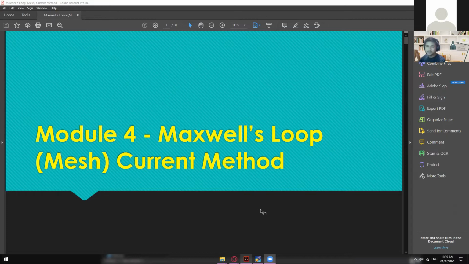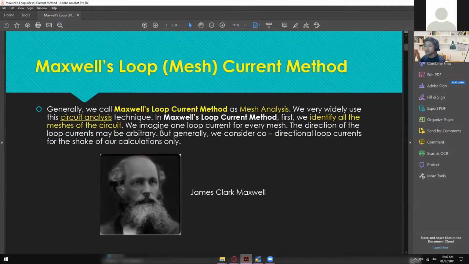Okay. All right, so let us start now with module 4. So I hope you guys have already started writing this one, these Maxwell loops, or sometimes called the mesh current method. But mostly, 70%, we use the mesh current method instead of the Maxwell loop method. All right, so to start with, who is the founder of this one? The founder of this one is Mr. James Clark Maxwell. So again, as usual, whoever is the inventor or the one who was able to develop or find out this theorem, his last name will be the one used to name that specific theorem.